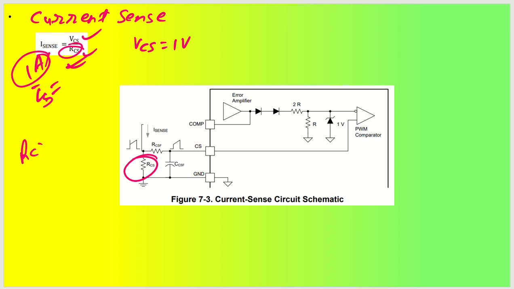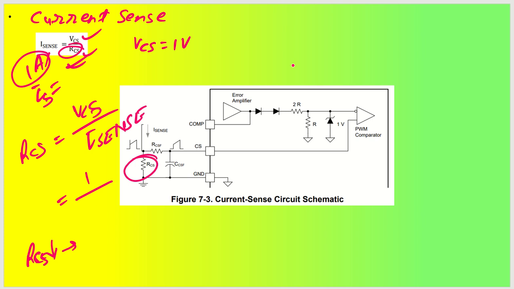So what will be the RCS value? RCS value will become VCS divided by iSense. So let us say my VCS is fixed to 1 volt always. So as iSense is increasing, my RCS will be decreasing, right? My RCS will be decreasing as my iSense will be increasing. So let us say for 2 ampere it will be half ohm, for 5 ampere it will be 0.2 ohm. So that will be my value of current sense resistor.